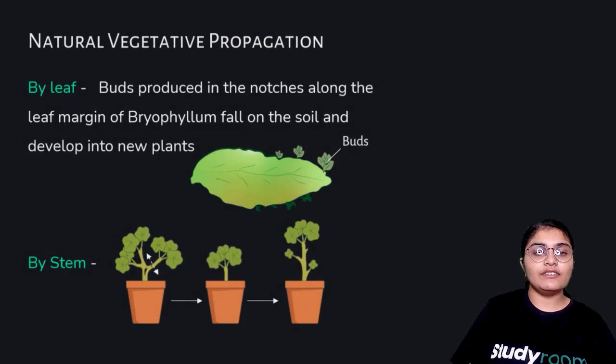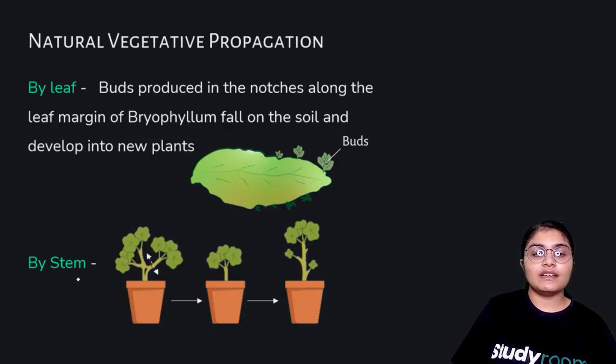Next up we have leaves. So you can see how the leaves are instrumental in producing new plants. This is an example of Bryophyllum, where the buds produced in the notches along the leaf margin of Bryophyllum fall on the soil and develop into new plants. So when these buds fall on the soil, they develop into new plants.